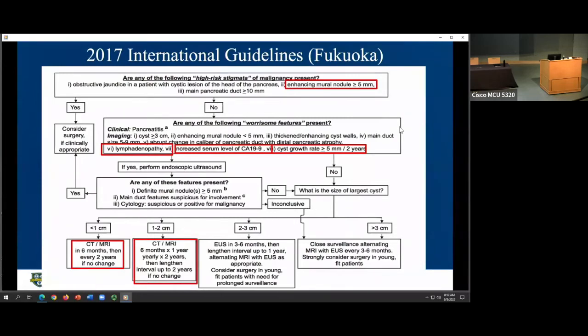If the cyst is 2 to 3 centimeters, an EUS is recommended in 3 to 6 months, and then lengthen the interval up to 1 year, and then alternating an MRI with an EUS. So, similar to before, if the patient is young, surgically fit, then again, you refer these patients to a multidisciplinary discussion with the pancreas expert and the surgeons to closely survey them, follow them, and see if the patient is a good candidate for surgery.